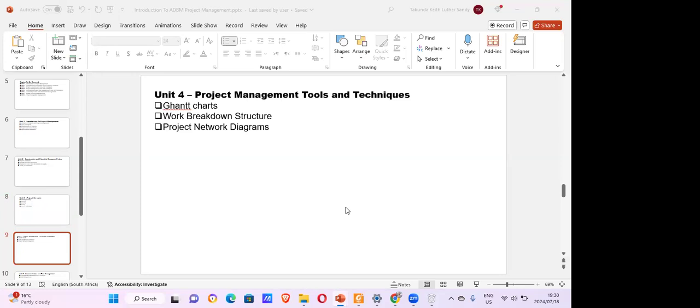So we are going to look at the Gantt charts. All right. Those charts that show the activities against their durations, right? When you talk about durations, we're talking about the timeline of activities that you'll be doing in your project.